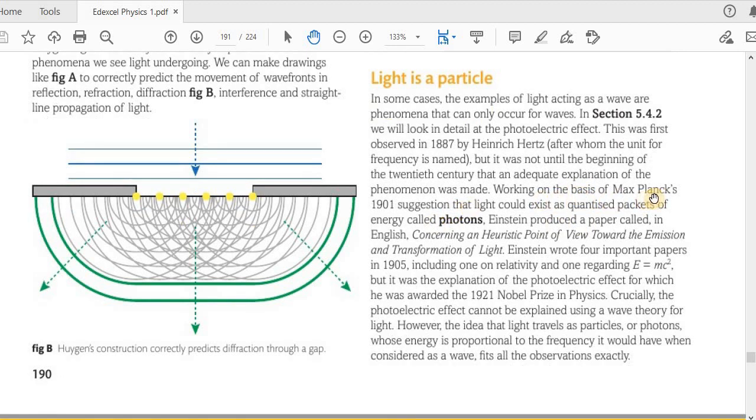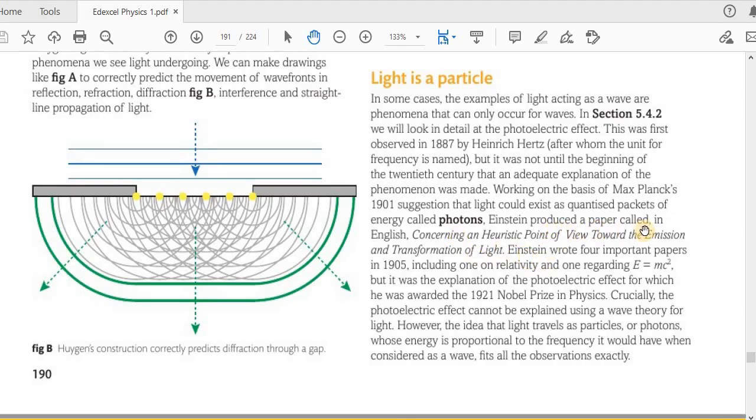Working on the basis of Max Planck's 1901 suggestion that light could exist as quantized packets of energy called photons, so it's like fixed amounts of energy. Like I said, one photon removes one electron. Later you will see this when it comes to Einstein's photoelectric equation. When ultraviolet light falls on a metal surface, it removes electrons from that metal surface. So one photon removes one electron.